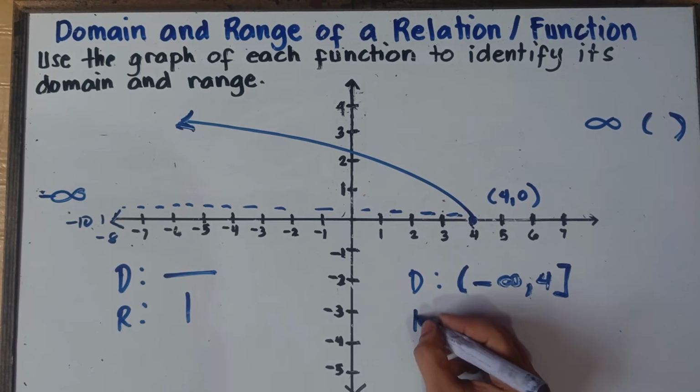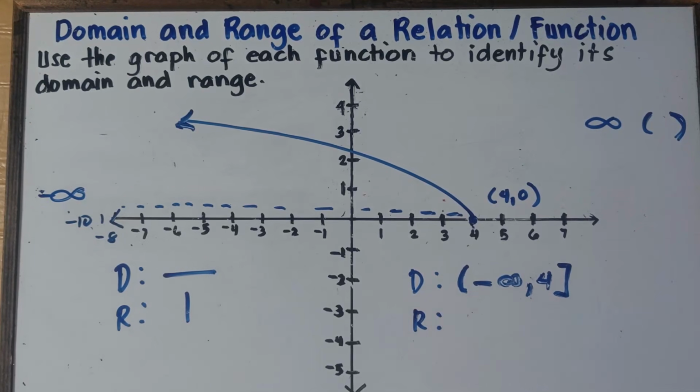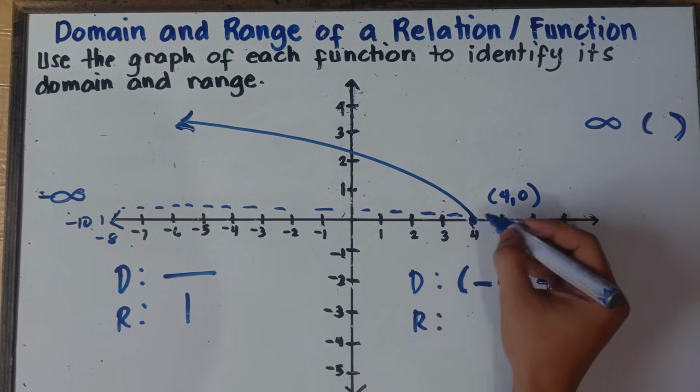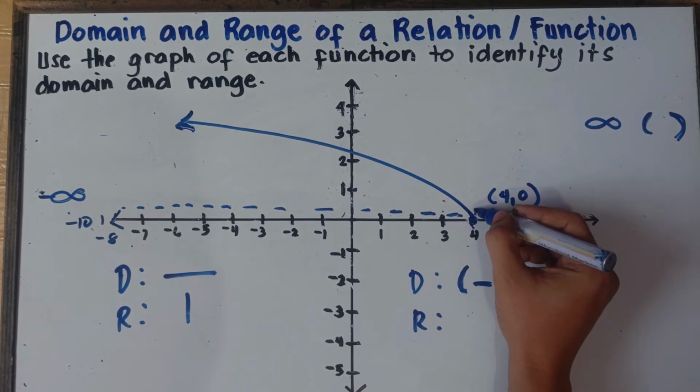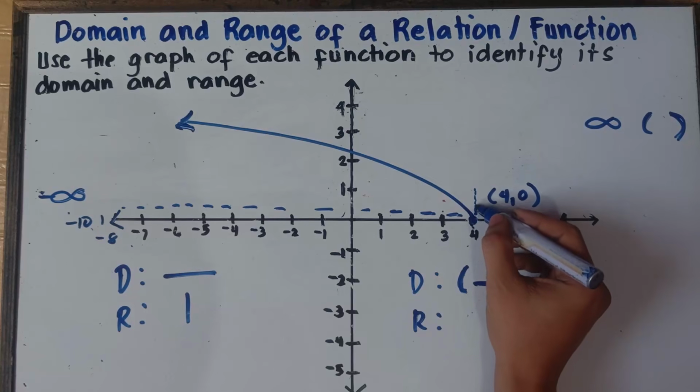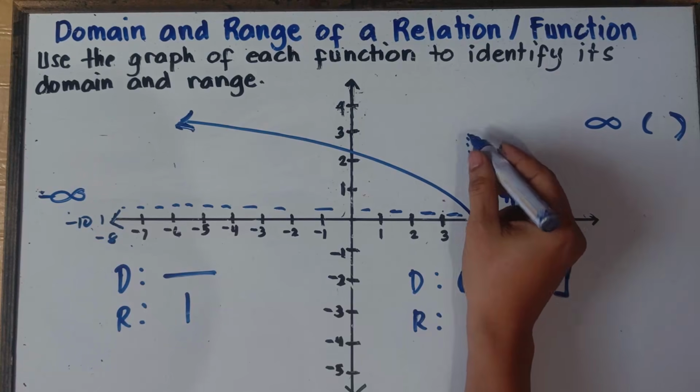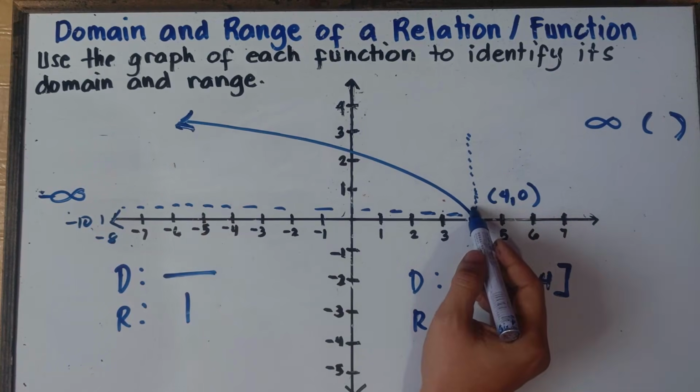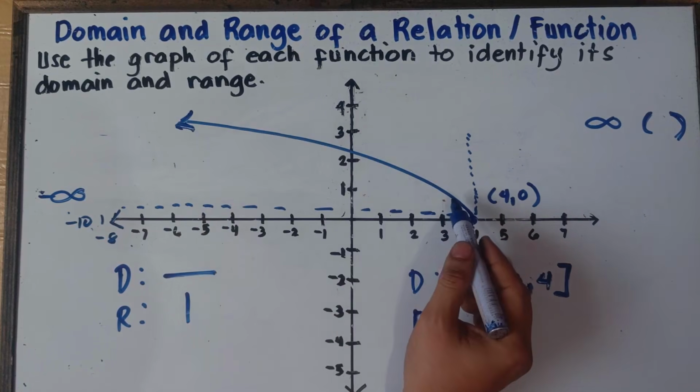Alright, and then for the range, that would be the vertical distance. So therefore, the range, this one right here, from 0 going upwards. Once again, class, from 0 going upwards, and that would be the range. Since you have an arrow, it means it will extend infinitely going upwards, right?